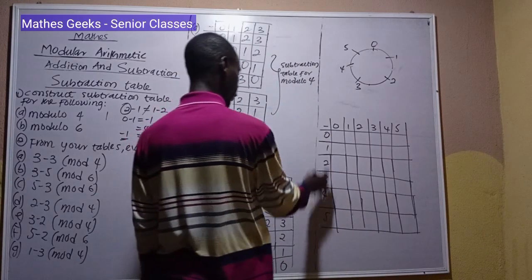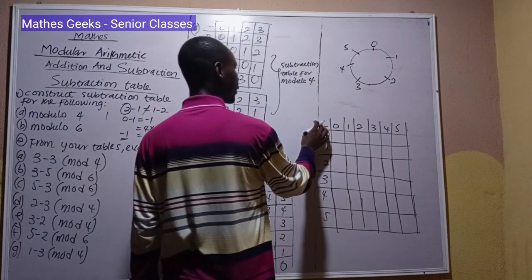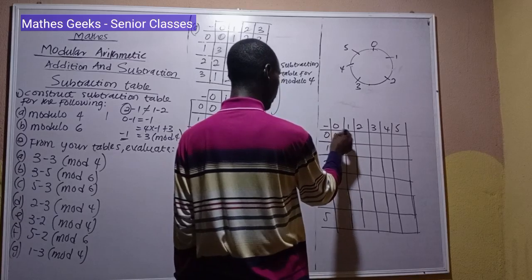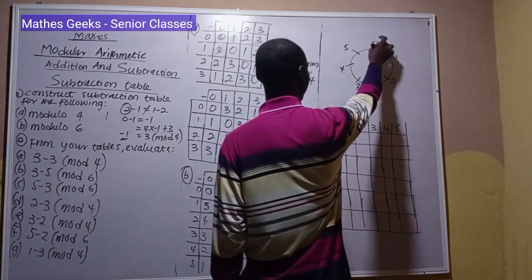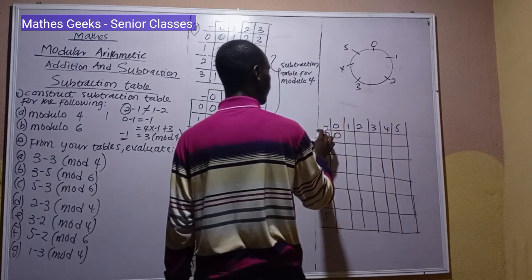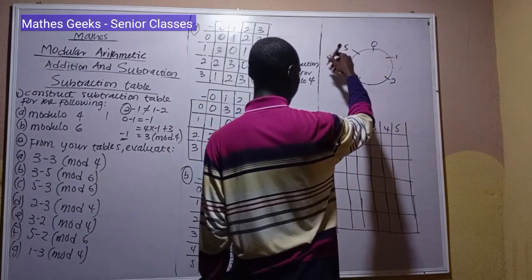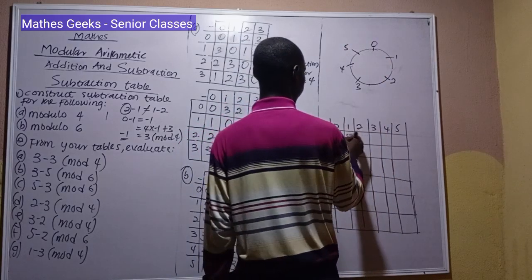Okay, so now we are using this part. So 0 minus 0, 0. 0 minus 1. So from 0, we move backwards. 0 minus 1, that's 5.